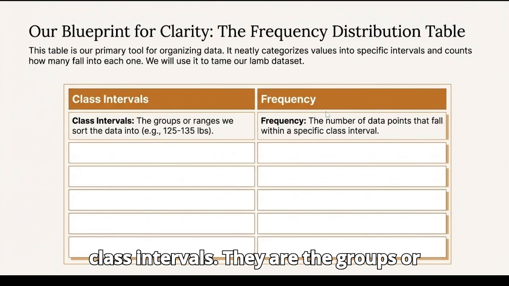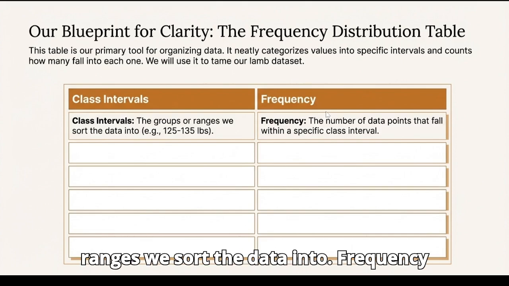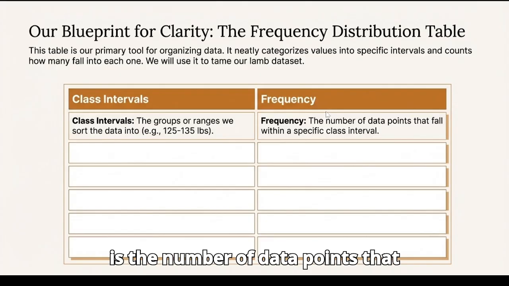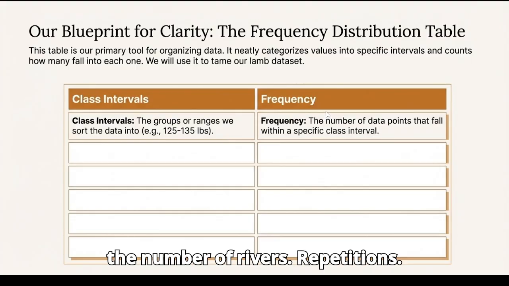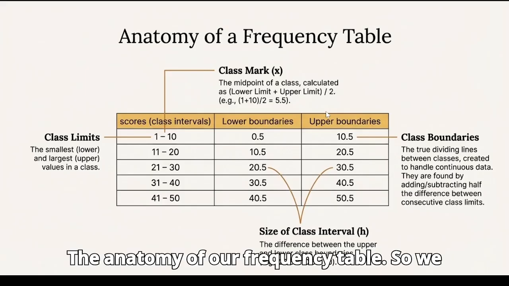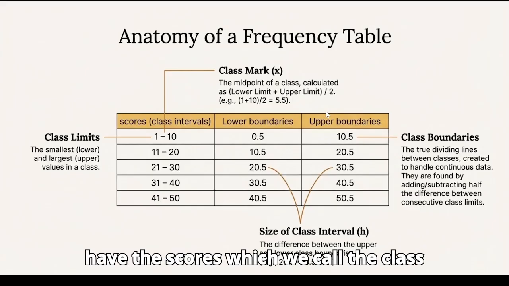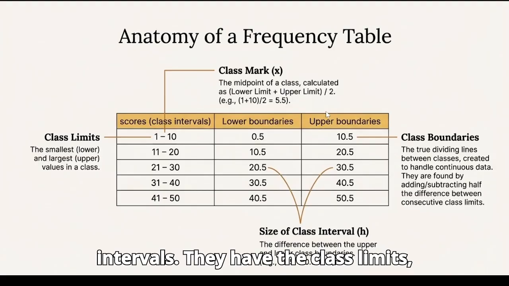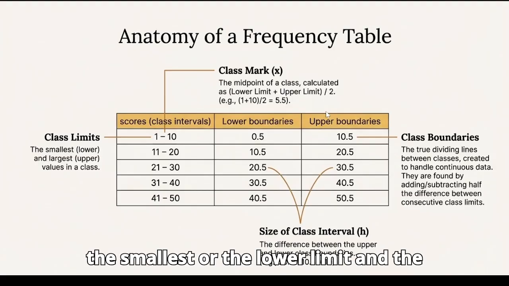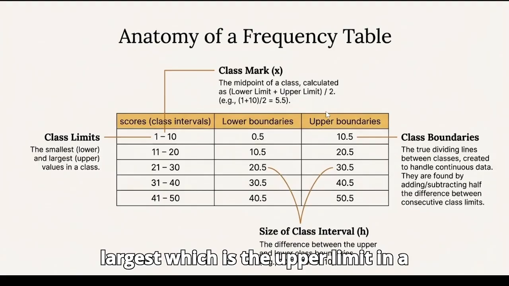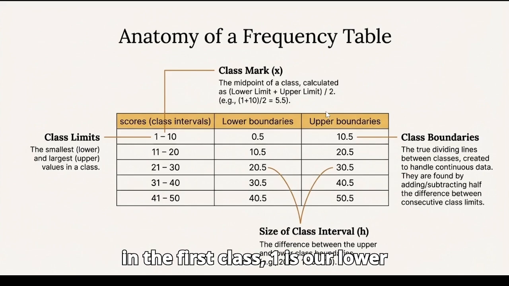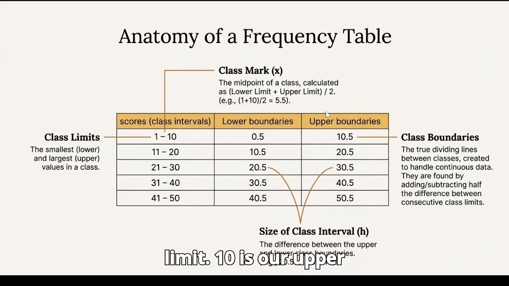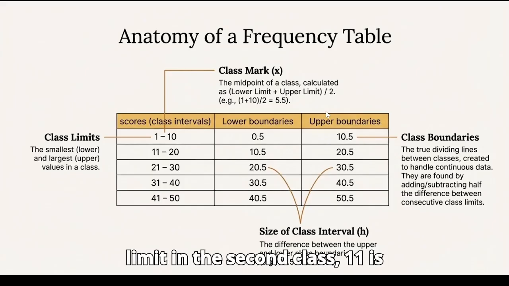Class intervals. They are the groups or ranges we sort the data into. Frequency is the number of data points that fall within a specific class interval or the number of repetitions. The anatomy of a frequency table. So we have the scores, which we call the class intervals. They have the class limits, the smallest or the lower limit, and the largest, which is the upper limit in a class. For example, in the first class, 1 is our lower limit while 10 is our upper limit. In the second class, 11 is our lower limit while 20 is our upper limit.